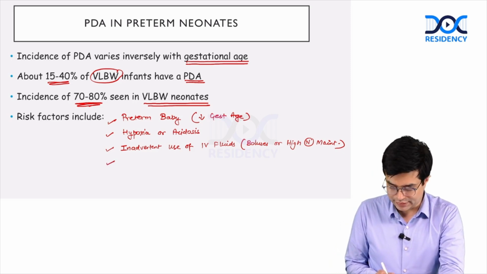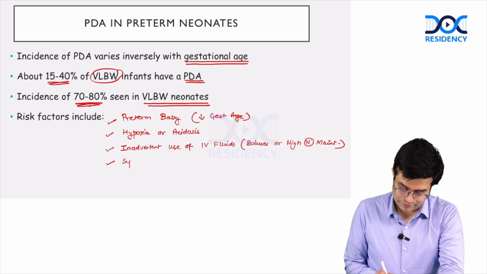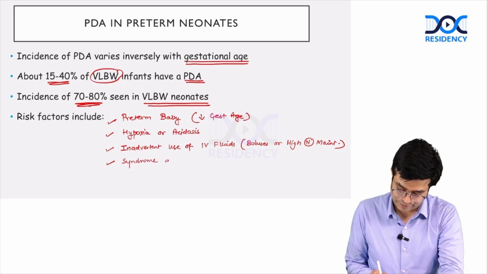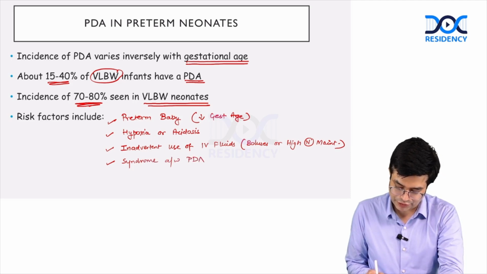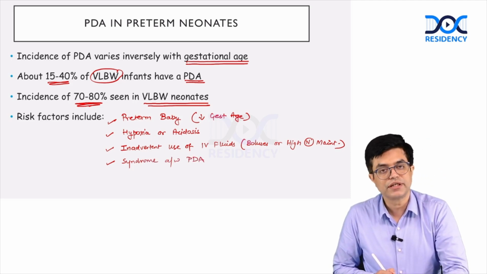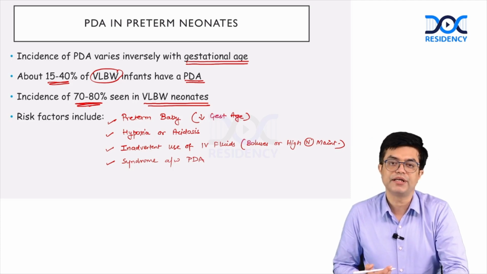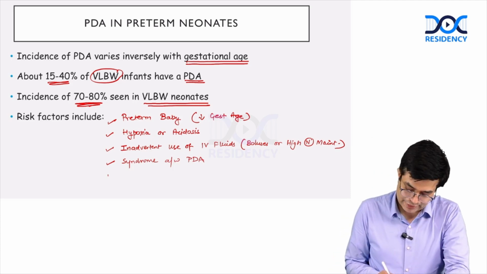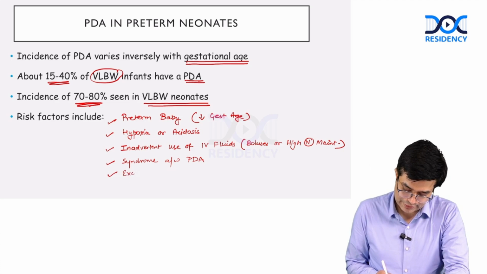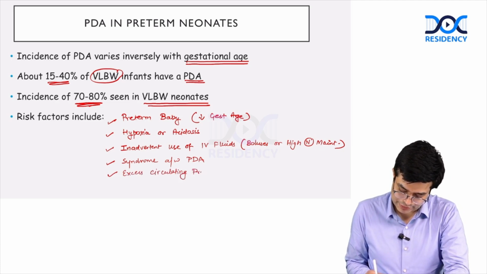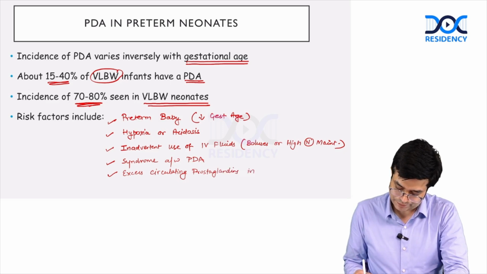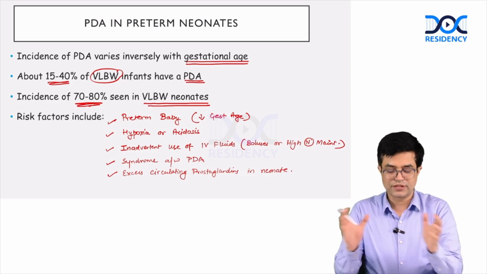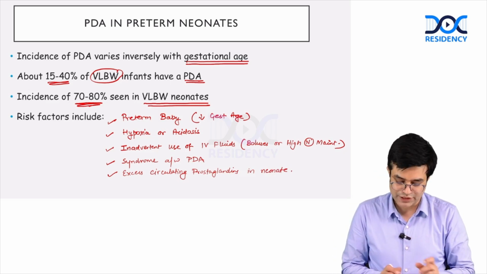Apart from that, in case there is a syndrome associated with patent ductus arteriosus, for example, congenital rubella syndrome, the chances of PDA being there will be high. And then in case there are excess circulating prostaglandin levels in the newborn due to any reason, that will also not allow the ductus arteriosus to close. So these are the important risk factors.